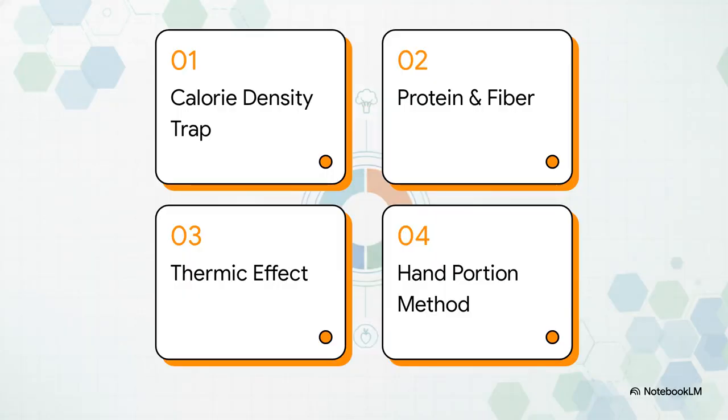So here's our roadmap for this explainer. First, we'll look at the calorie density trap. Second, the protein and fiber advantage. Third, how digestion burns calories, the thermic effect. And finally, the hand portion method.